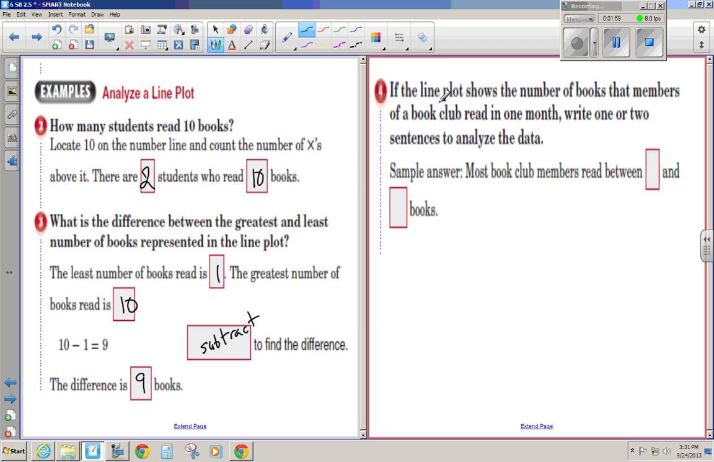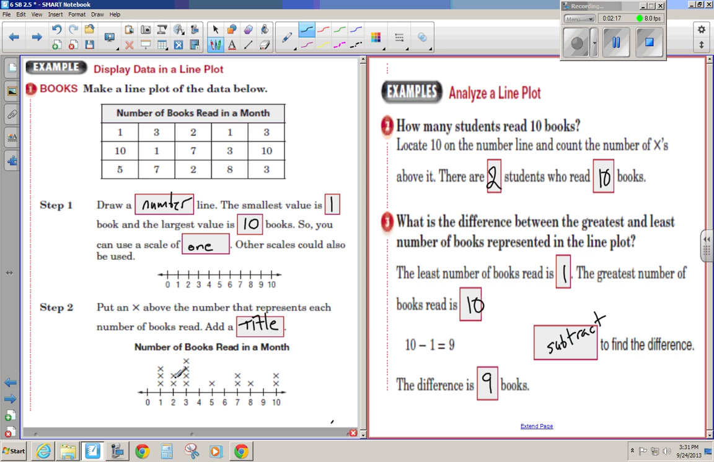Here, the line plot shows the number of books that members of a book club read in 1 month. Write 1 or 2 sentences to analyze the data. Sample answer: Most book club members read between 1 and 10 books a month. You need to write something else. So look at this data. You could do a lot of things.